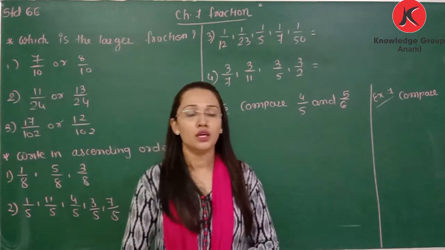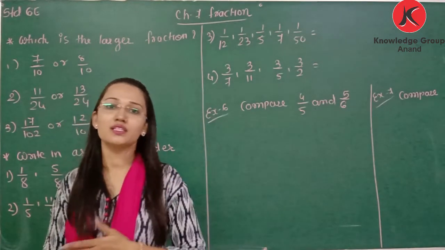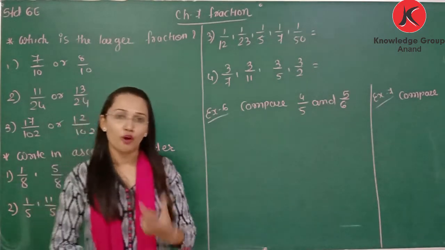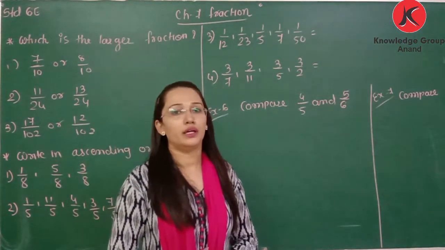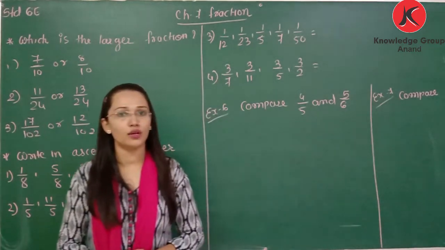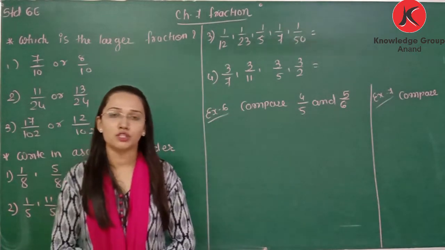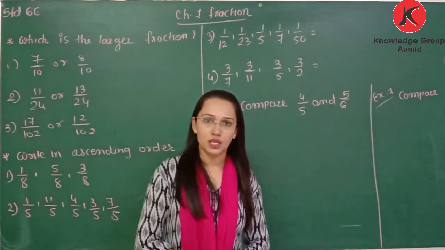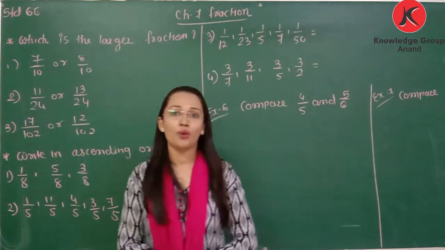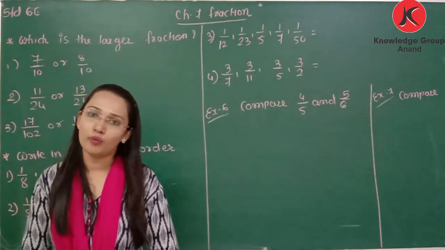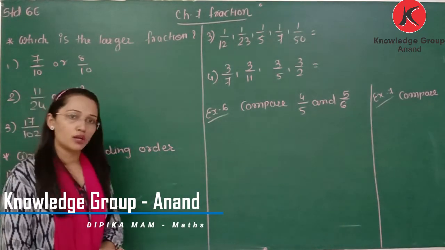Revise what we learned. When the numerator is the same in two fractions, what do we do? Whichever denominator is smaller becomes the greater fraction. What happens to the fraction with the smaller denominator? It becomes greater. What does like fraction mean? Denominator is the same. If the denominator is the same, then the fraction with the greater numerator becomes greater and the smaller numerator becomes smaller.